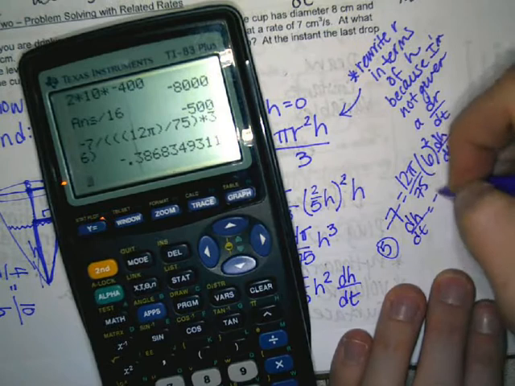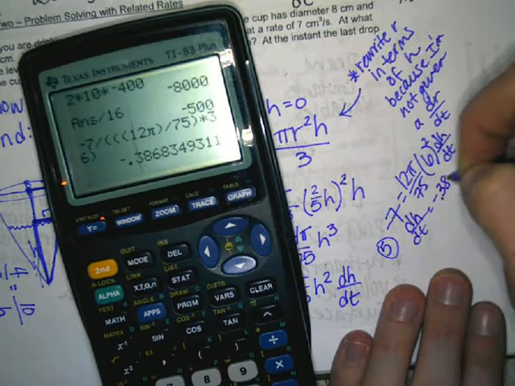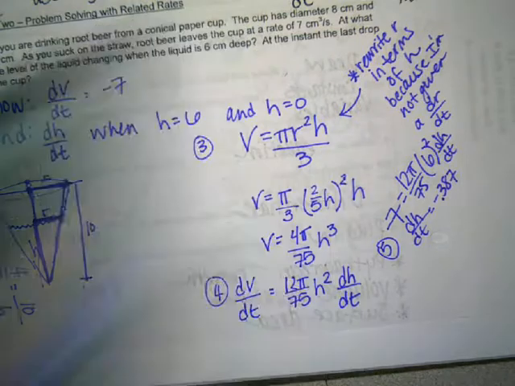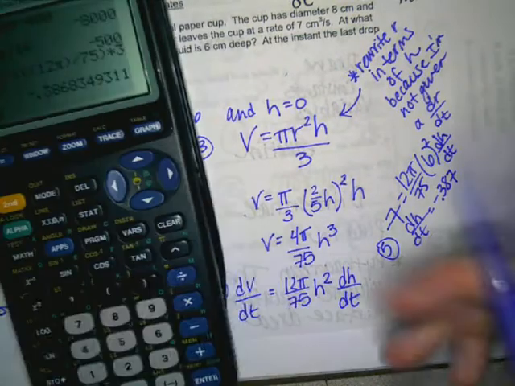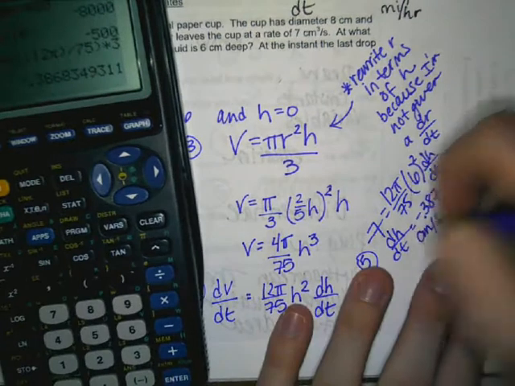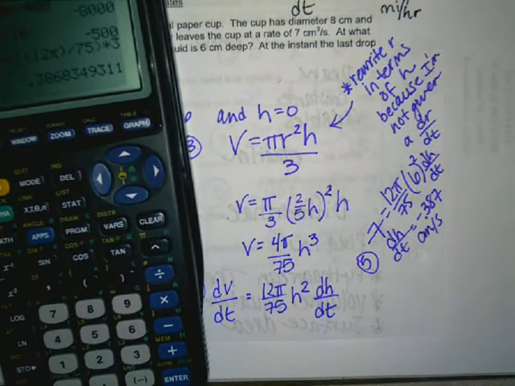Now, does it make sense that my rate would be negative for dh? Yeah, because the height would be decreasing if the volume's decreasing. And the height isn't going to decrease at the same rate necessarily. What are the units on this? Centimeters per second. So that seems like a pretty logical answer, that would work for our height.